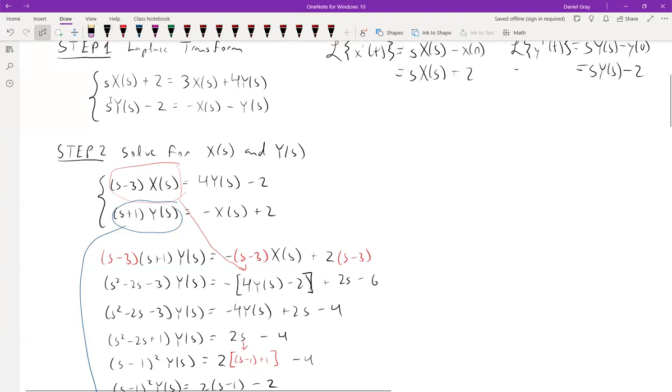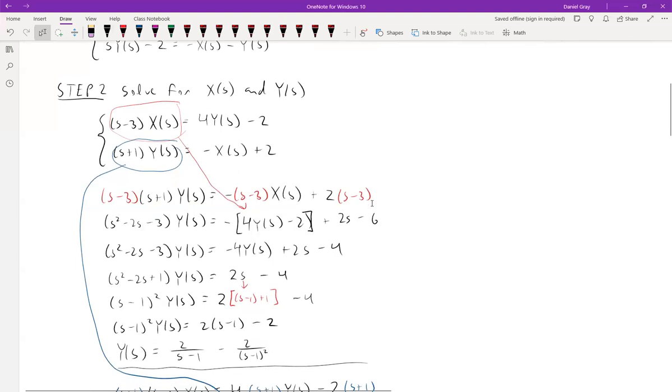Okay. Same thing for this equation, right? I need to add Y(s) to both sides. So I'll get an s plus 1 times Y(s) then. And I'll add 2 to both sides, and I'll have negative X(s) plus 2. Okay. Now that I have it in that form, I need to substitute one equation into the other equation.